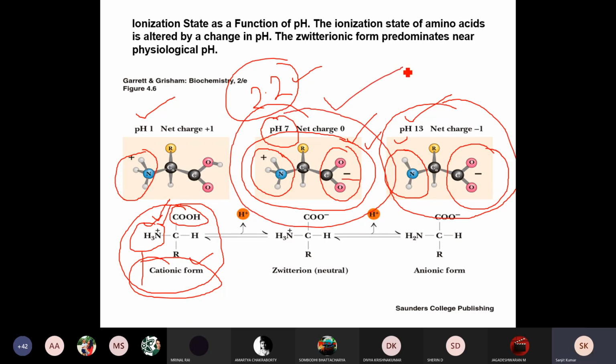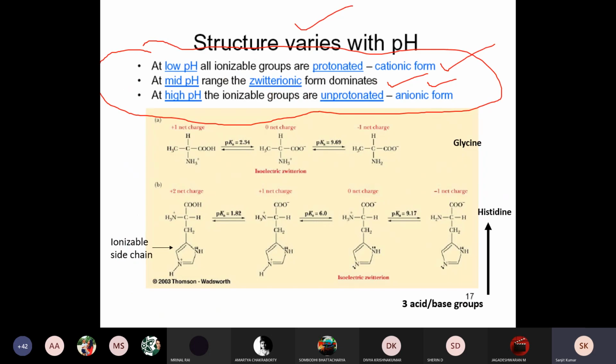I hope you have learned these things in your first or second year of biochemistry. I'm discussing the same thing. Always remember this: at low pH, all ionizable groups are protonated, and it will be in cationic form. At mid pH, the zwitterionic form is dominant, and at high pH the ionizable groups are deprotonated, and that is called the anionic form. It is negative in nature, the same as in glycine.